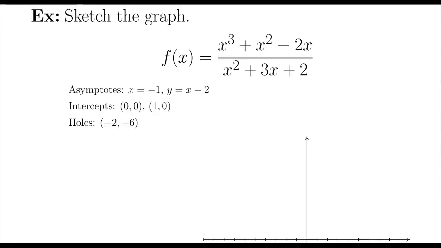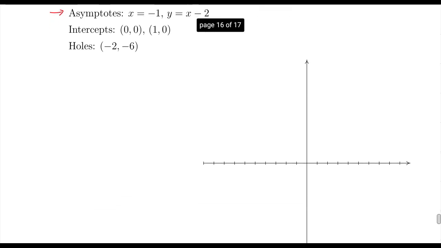Let's sketch the graph of the given rational function. Okay, we're going to start off with the asymptotes. We have a vertical asymptote and an oblique asymptote. Okay, so let's see. The vertical asymptote at -1 is going to look like this.